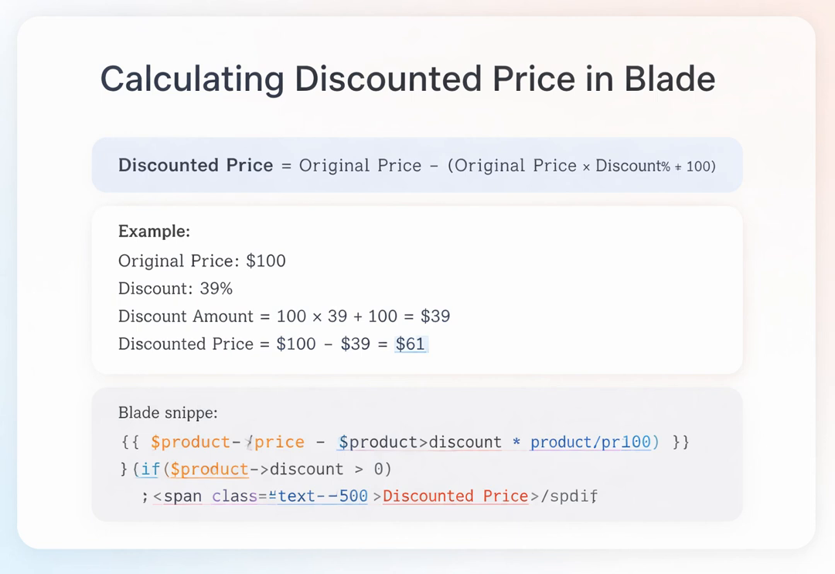So if a product costs $100 and has a 39% discount, the discount amount is $39, and the final price is $61. In the Blade template, this is written as product price minus, in brackets, product discount times product price divided by 100. This entire discounted price block is wrapped in a conditional. It only renders if the discount is greater than 0. If a product has no discount, only the regular price is shown.